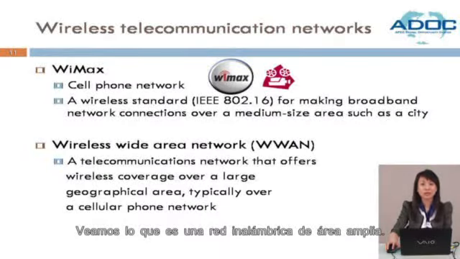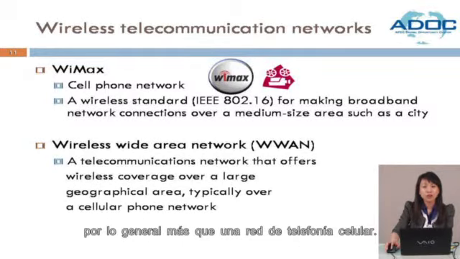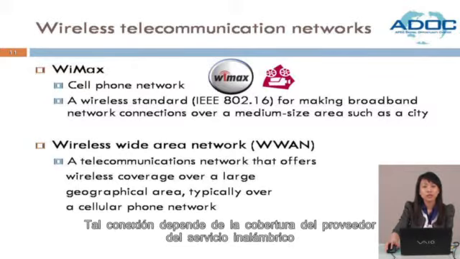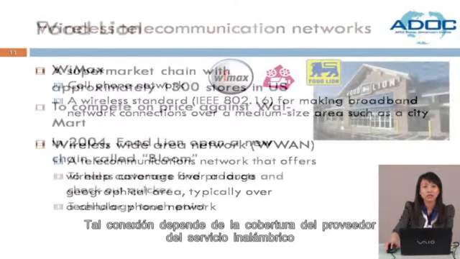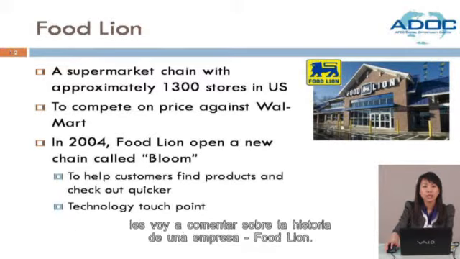Let's see the wireless wide area network. Wireless wide area network offers wireless coverage over a large geographical area, typically over a cellular phone network. This means that a user with a mobile computer can access the Internet regionally, nationally, or even globally. Such connection depends on the coverage of the wireless service provider. After introducing the services and technologies of mobile computing, I'm going to show you a company's story, Food Lion.